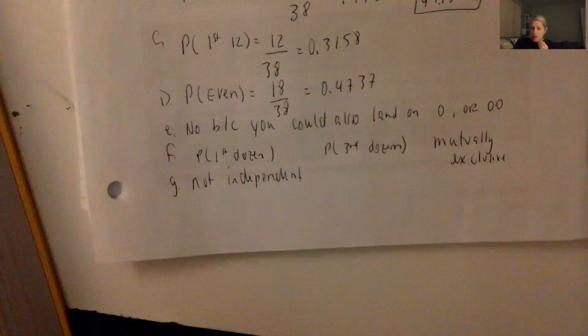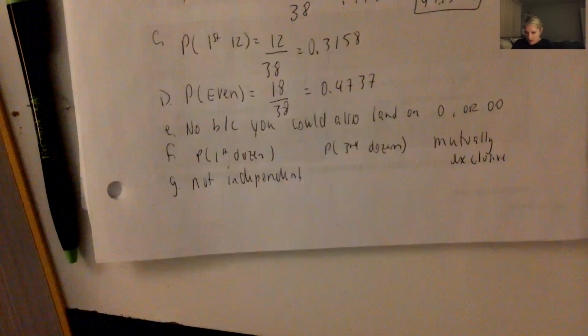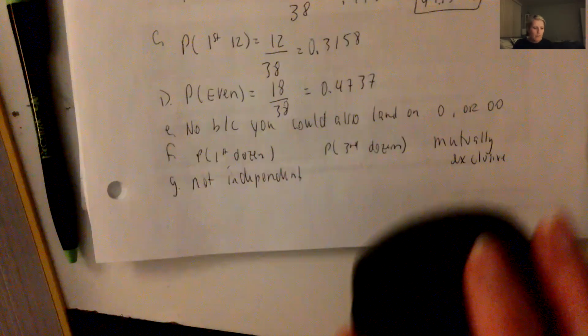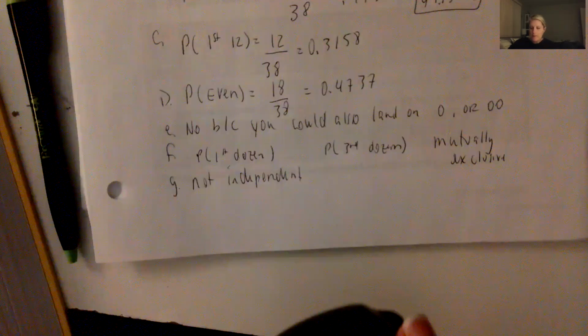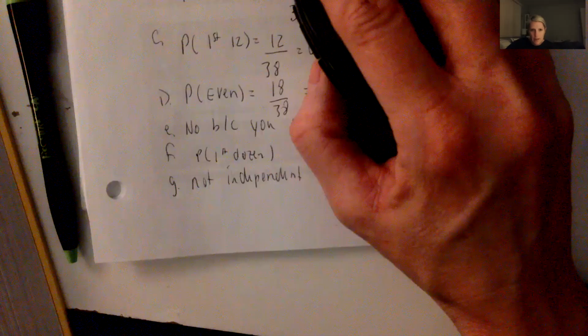So catch me back for 3.4. We're going to tie more of this in, talking about the contingency tables. And then 3.5, we're going to talk about tree diagrams, but we're still going to be tying all these other concepts in as well.